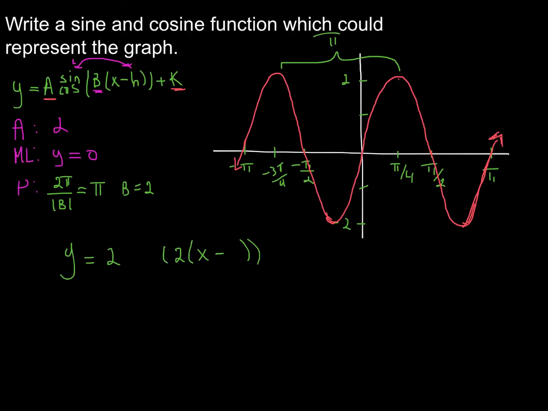And then let's write the second one. So let's do the sine first, and then we'll have 2 cosine of 2 times x minus. Okay.